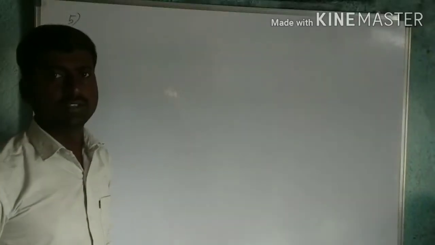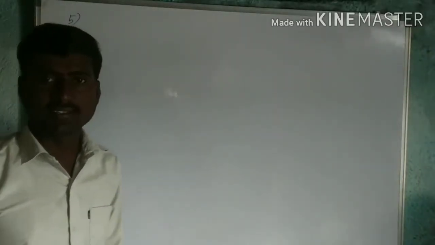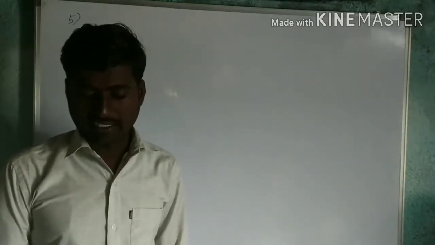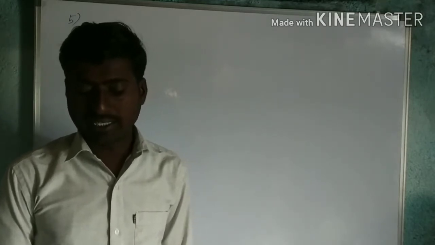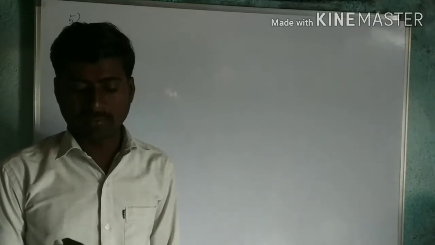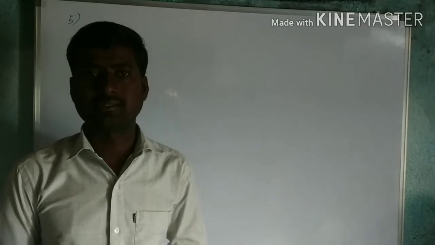Hi dear students, now we shall discuss the fifth question, that is the last question in the exercise. So the question is: a metallic right circular cone 20 centimeter high and whose vertical angle is 60 degree is cut into two parts at the middle of its height by a plane parallel to its base.